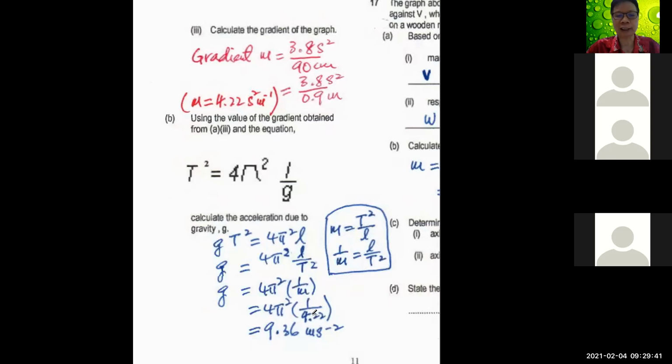Okay, and now finally press the calculator. Pi, you just press the pi in your calculator. Finally, you get this answer. So this is a gravitational acceleration. Okay. All right. Okay, last part, make sure you take some time to understand it. I need to go now.